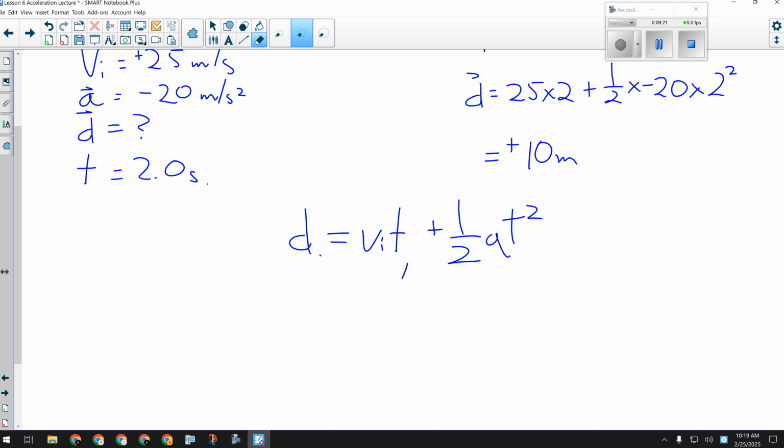Why? What's VI times t if VI is 0? Right. So if VI is 0, this formula becomes, and now it's very easy to solve for t because there's only one t in the equation. So in that case, you would divide the half of a over and square root to get t. That's the only situation in which you would have to solve for t using this formula. Everybody okay with that?